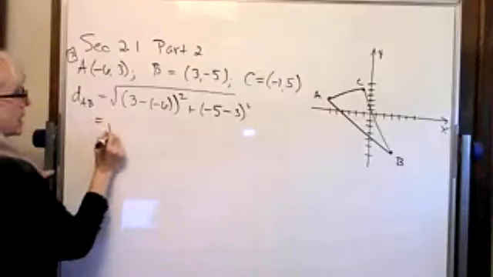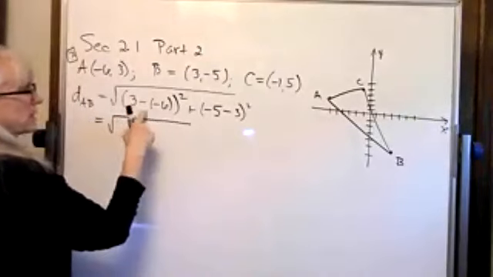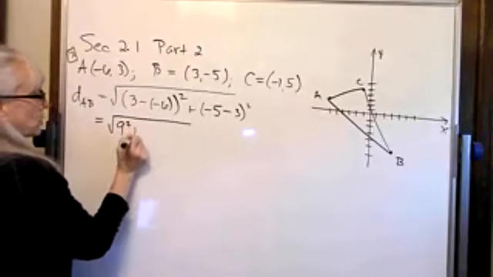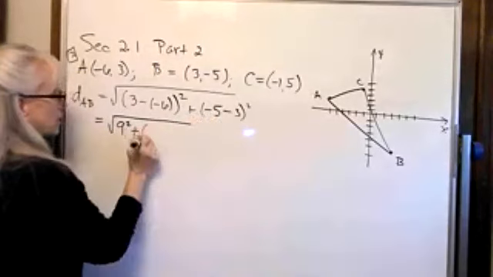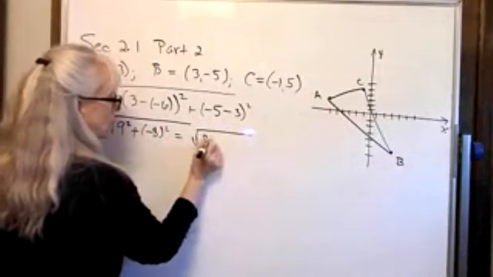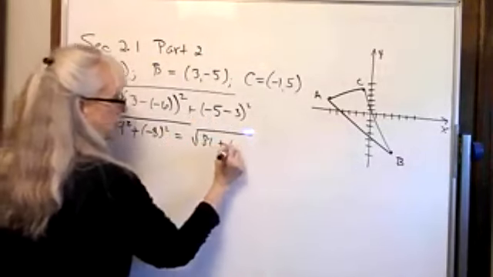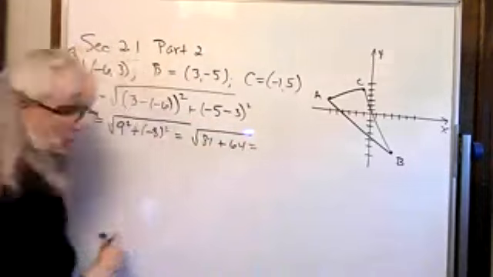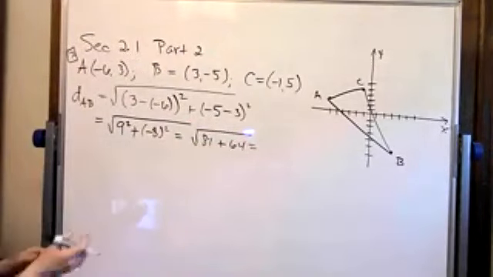So cleaning that up, we have 3 plus 6, which is 9, and we'll square it in the next step. -5 minus 3 is -8, which is the -8 squared. So 9 squared is 81. 8 squared is 64. And if I add those together, I'm going to get the square root of 145.